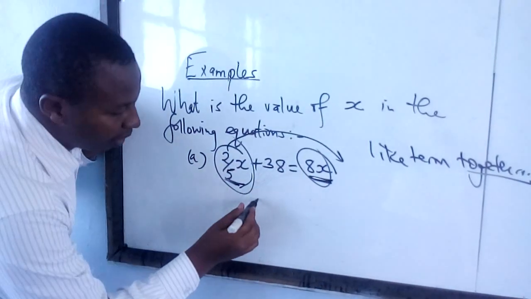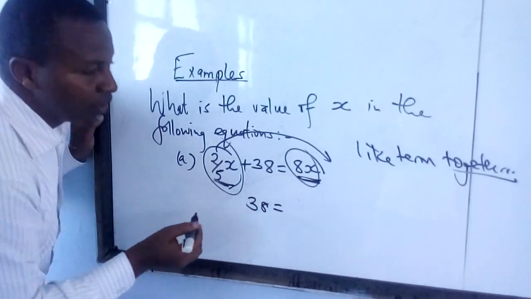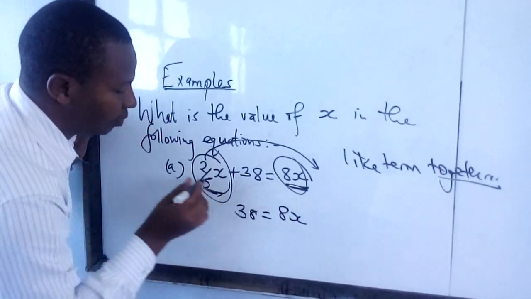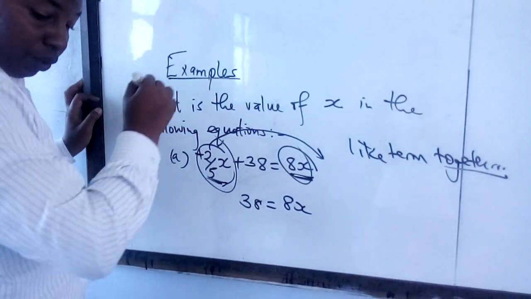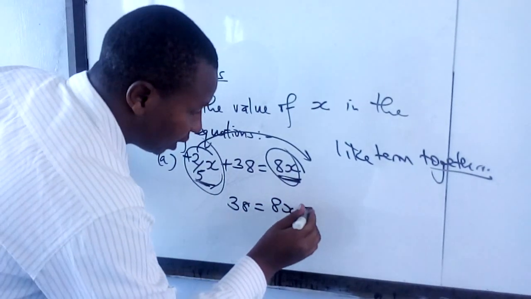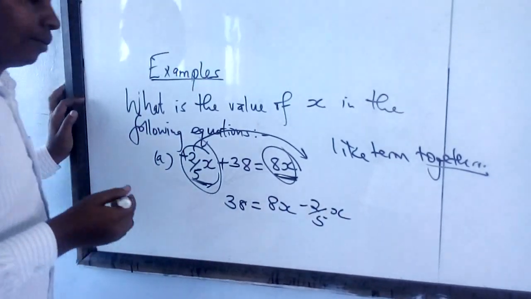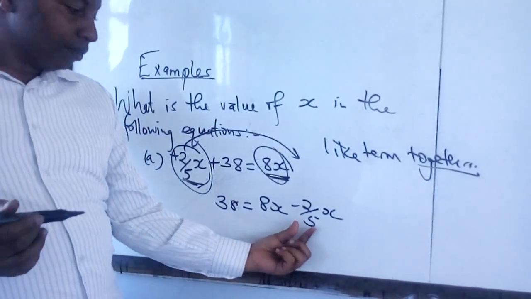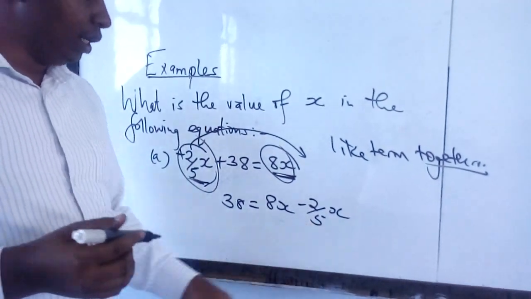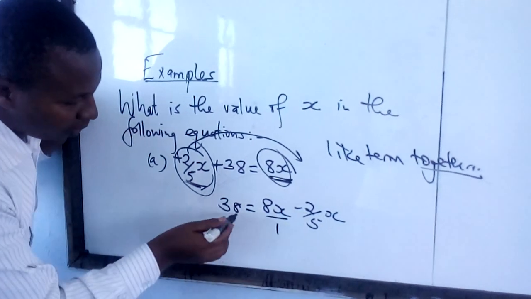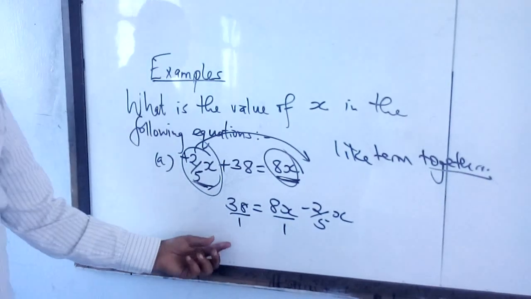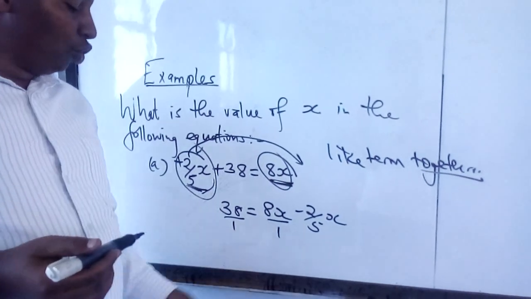So on this side you'll be left with 8 equals 8x, because the sign here is addition. When it moves to the other side, it will be subtraction. So you subtract 2/5 x. And even before you subtract, you will find that we have a denominator here, so you can put all the terms over 1.